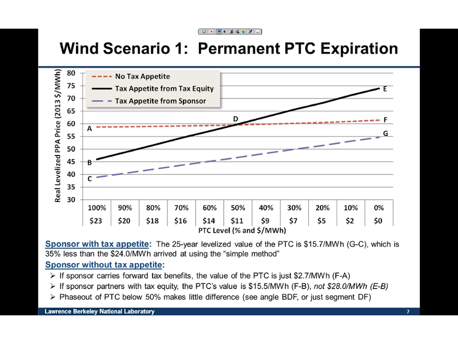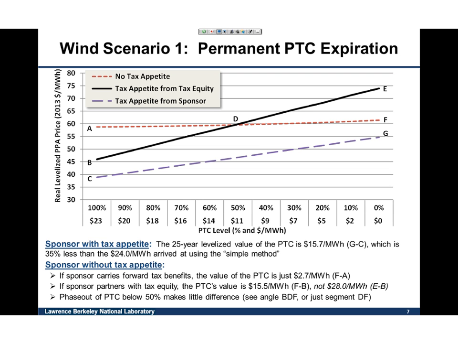More likely, though, a sponsor without tax appetite would enter into a partnership flip structure, which is shown by the solid black line. And in that case, the value of the PTC would be $15.50 per megawatt hour, which in this case is point F minus point B rather than point E minus point B. In other words, as long as the PTC is at least 50% of its current level, this sponsor without tax appetite is better off partnering with third-party tax equity.